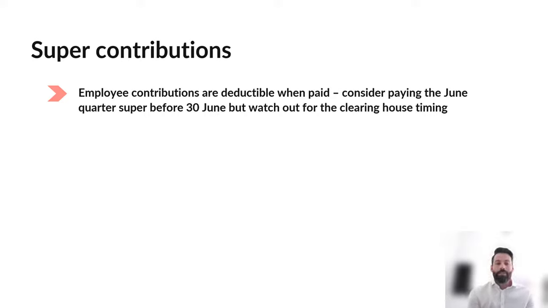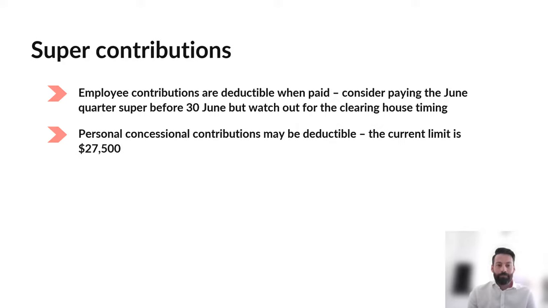The watch out is that clearing houses take time to process super payments, as do super funds. Now, each super clearing house will generally give you a cut-off date sometime around the middle of June, and they say if you make contributions by this date, we guarantee that they'll be in the fund by 30 June. So it's important to keep an eye out on that and make sure that if you are trying to bring forward your super deductions, you are keeping an eye out on how long it takes your clearinghouse to process those payments.